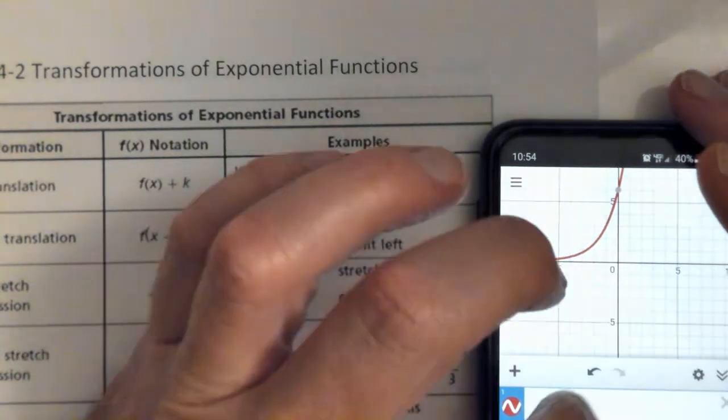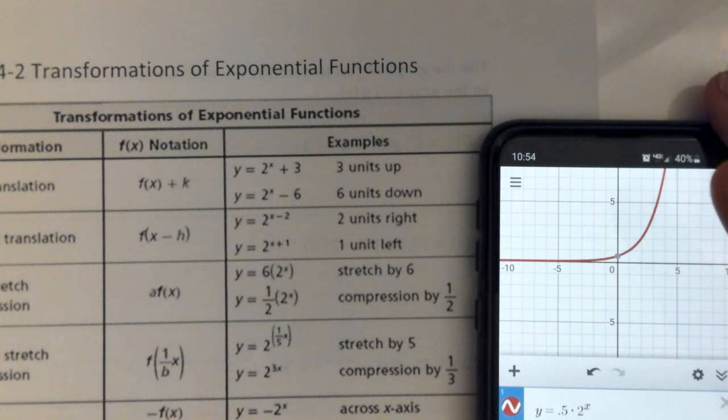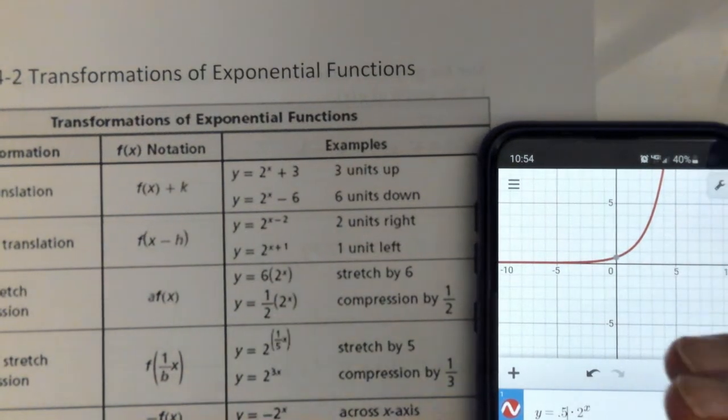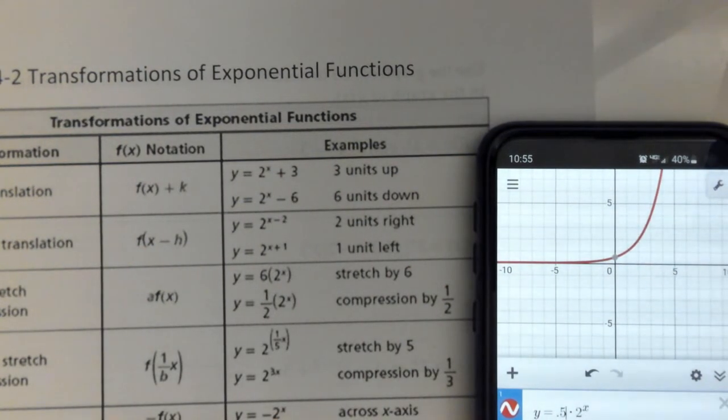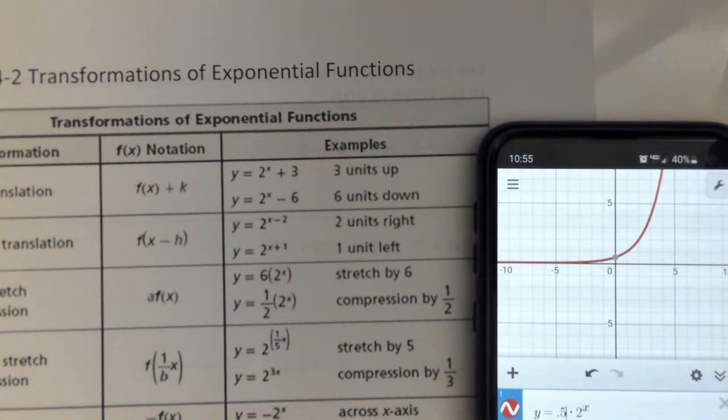Okay, so what about if I multiply by something that's less than 1, like say 0.5? Alright, so 1/2 and 0.5 is the same thing. So I now have a vertical compression. I've compressed the graph by a factor of 1/2. Let me see here. What else do we have?